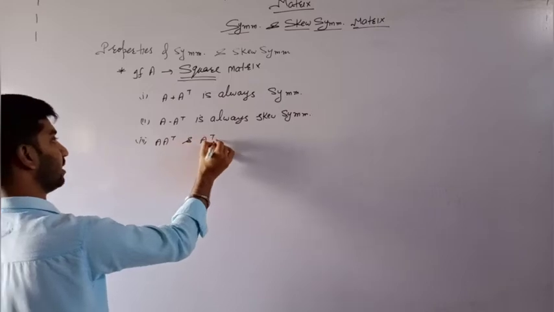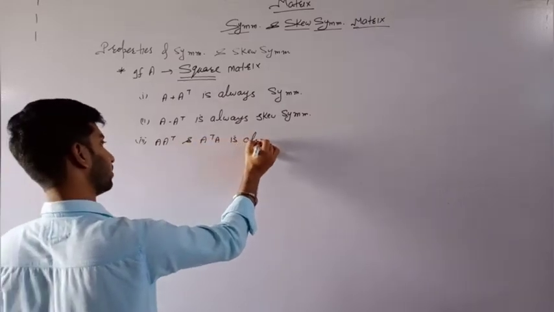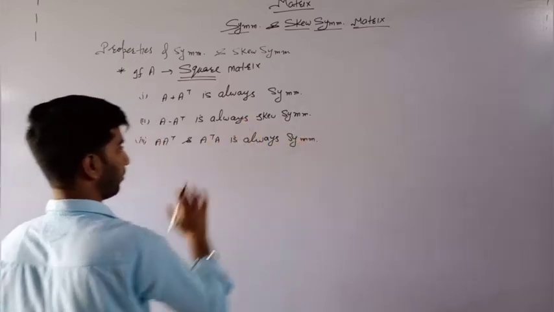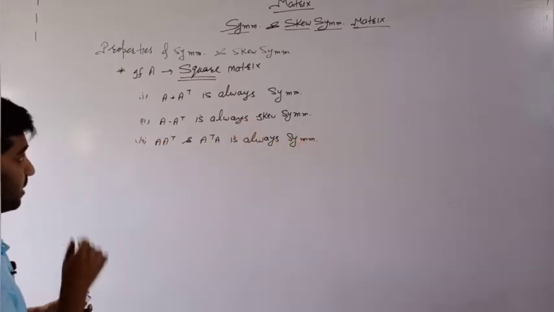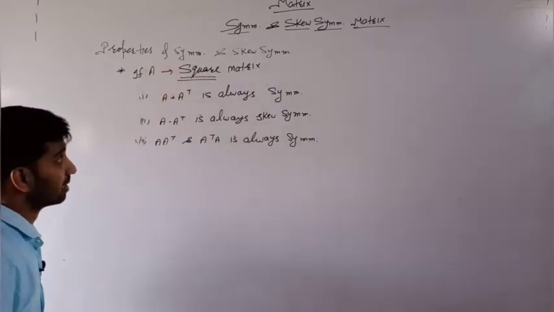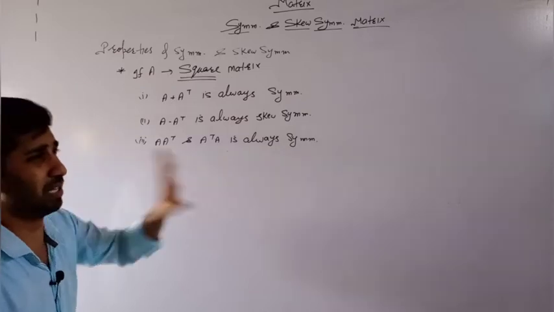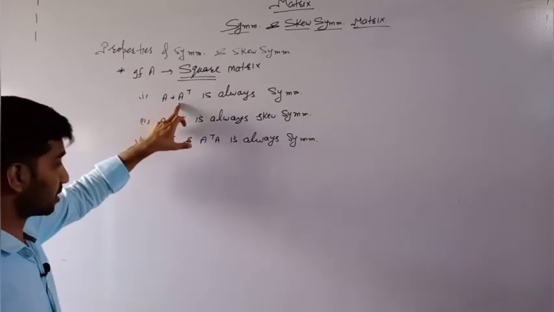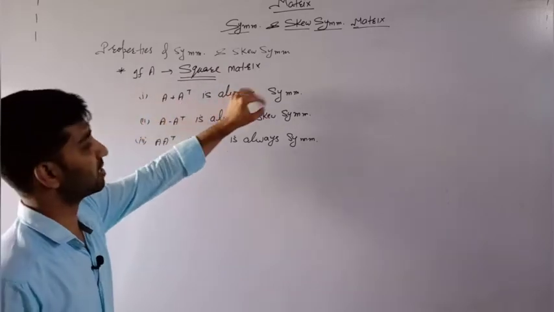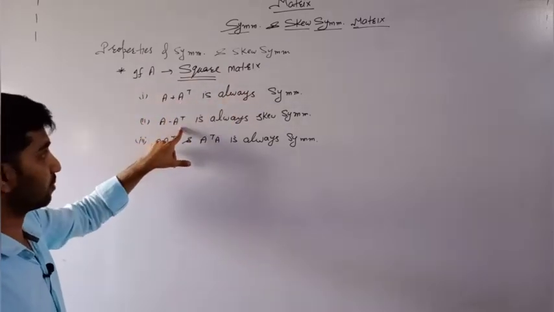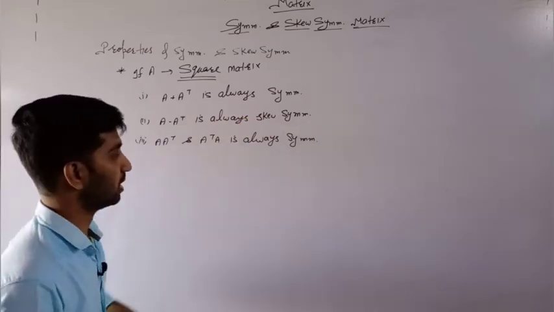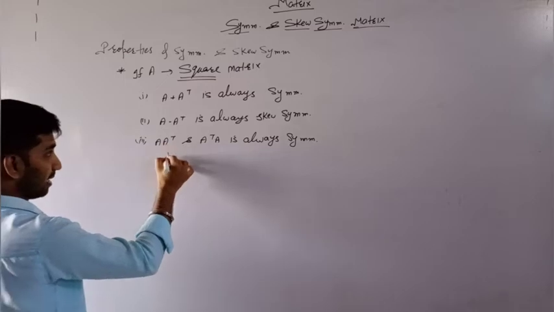A transpose and A transpose A is always symmetric. First of all, we will discuss these properties. It is given that A is a square matrix. If A is any square matrix, then A plus A transpose is always symmetric, A minus A transpose is always skew symmetric, and A transpose A is always symmetric.